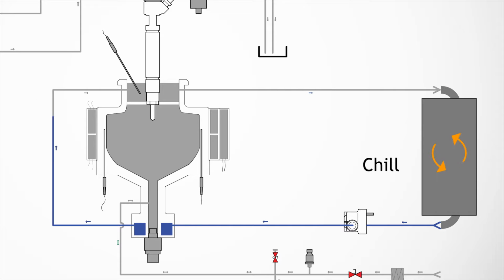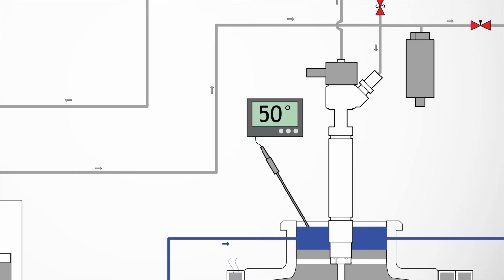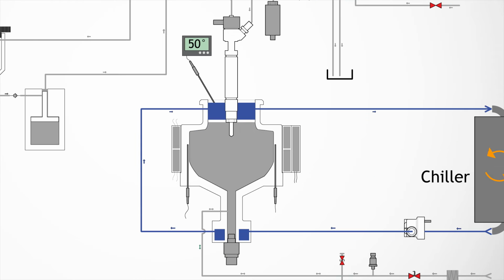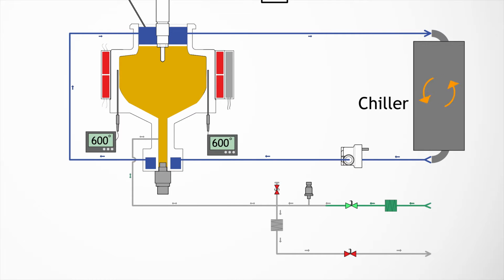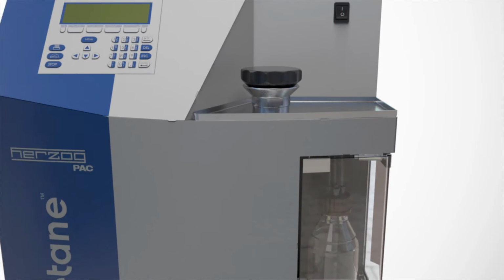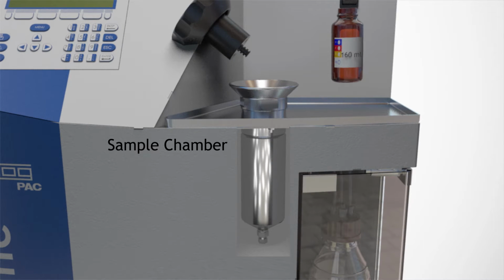Water recirculates from the chiller to prevent overheating of the injector and the pressure sensor, based on feedback from a thermocouple right next to the injector. The combustion chamber is heated up and stabilized at a preset value between 560 and 640 degrees Celsius, with a precision of plus or minus 0.2 degrees Celsius. Combustion chamber is filled with synthetic air. The air pressure is maintained at 2 plus or minus 0.2 megapascals. Fill up the sample chamber with 160 milliliters of sample and close the lid.